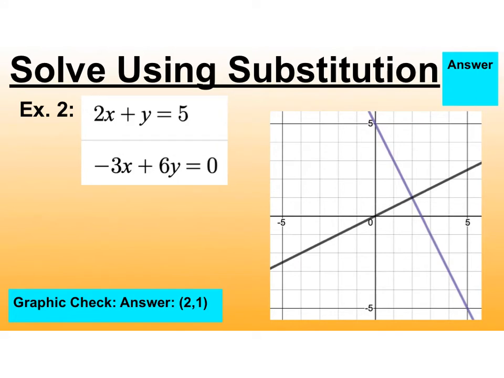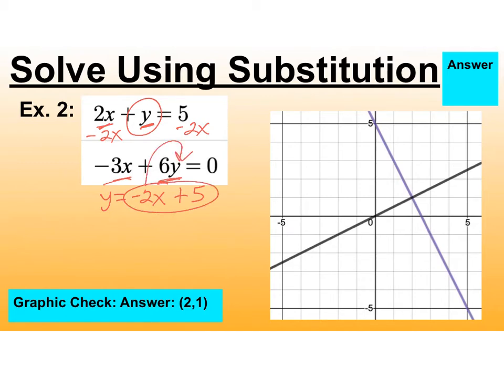So the first thing I notice is I have an equation with a 2x and a y and a negative 3x and a 6. So I probably want to solve this equation for y just because it doesn't have a coefficient in front. So I'm going to subtract 2x from both sides, and I get y equals negative 2x plus 5. So now I'm going to take this and plug it into this y with parentheses. So I get negative 3x plus 6, plug in my y, and finish off the equation.